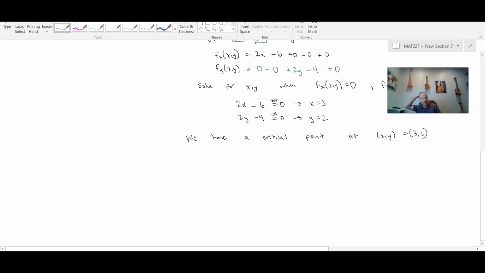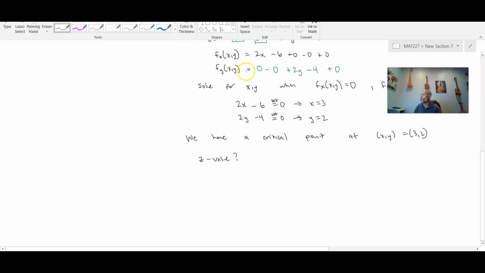Now, so far, other than by looking at the graph, we don't know whether this critical point is a minimum or perhaps a maximum. We'll establish that in a later video. But what we can say is, what is the z-value at that point? How do we figure out what the value of z is when x is 3 and y is 2?